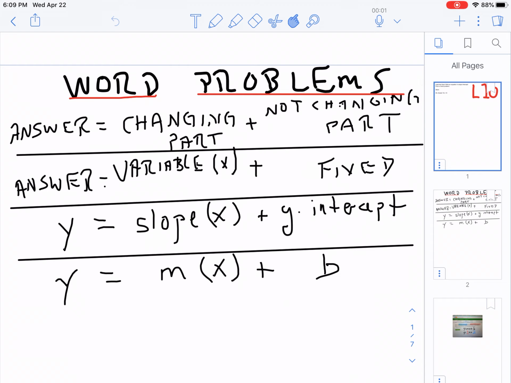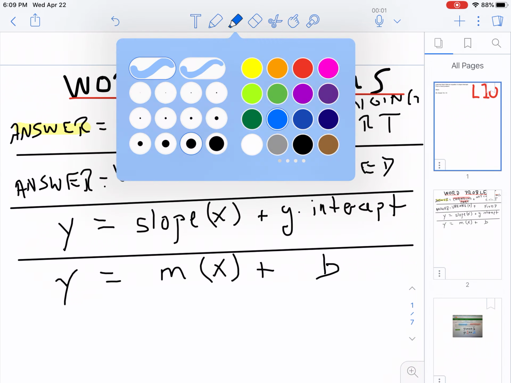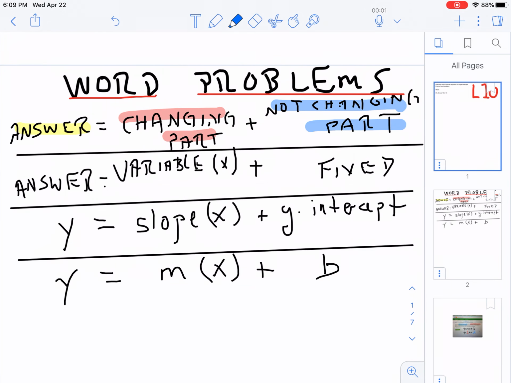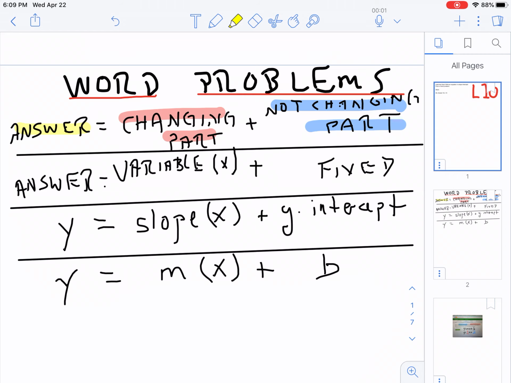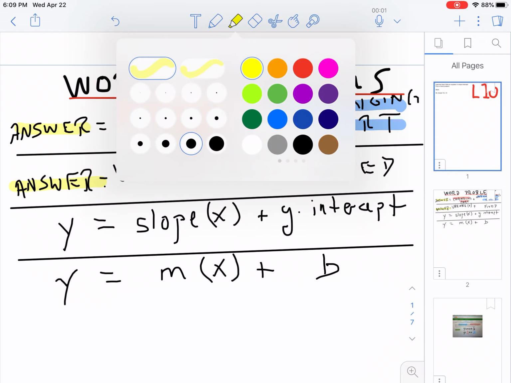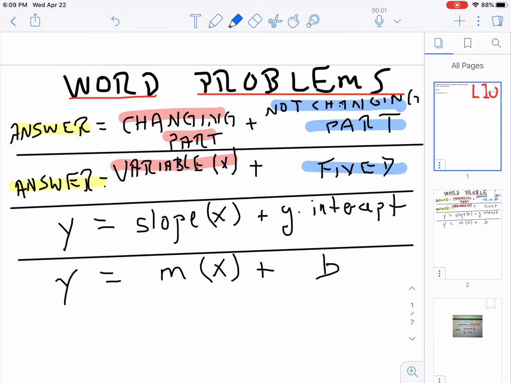Today we're going to look at word problems. One way of thinking of word problems is that the answer equals the changing part plus the not changing part. So in the questions you're going to see, there's going to be a changing part and a not changing part. And when you add them together, that gives you the answer. Another way to think of it is that the answer will be equal to the variable part plus the fixed part. So the variable means changing and fixed means not changing.